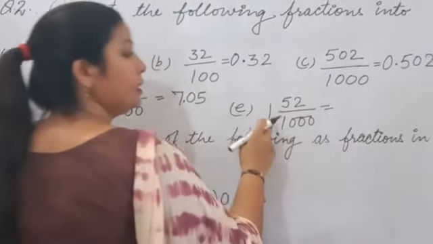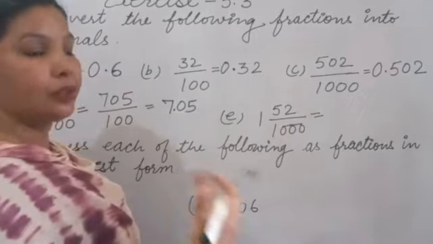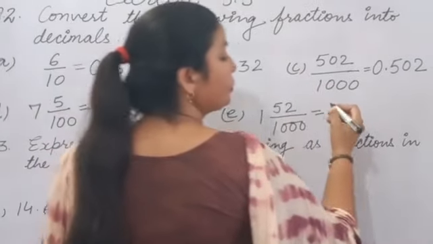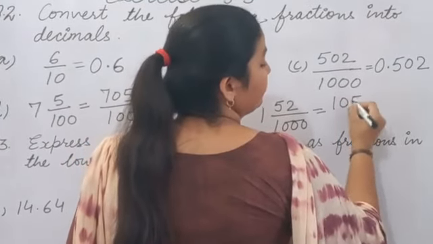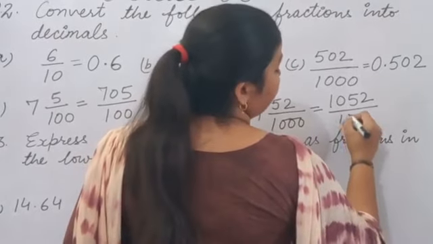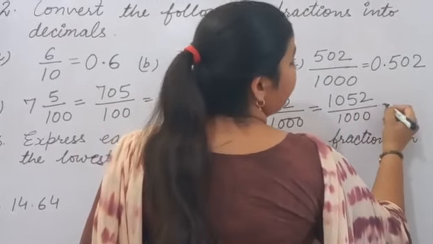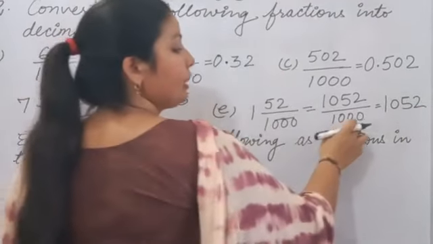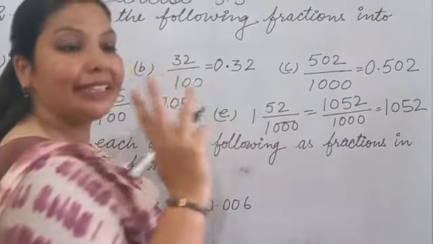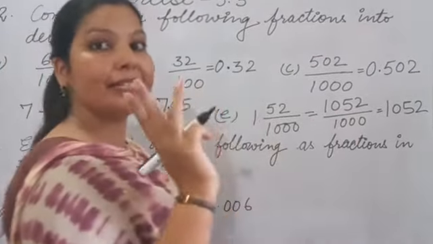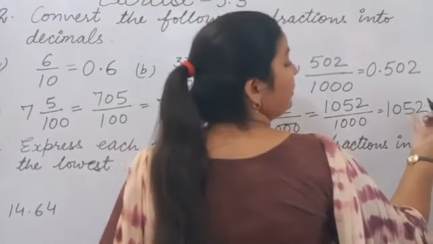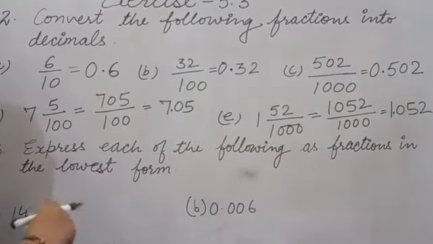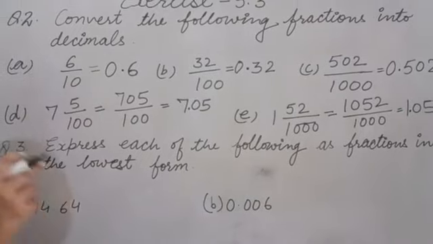Next one, E part. Again there is a mixed fraction. 1 whole 52 upon 1000. Again we change it into improper. 1000 ones are 1000 plus 52, 1052 upon 1000. Now we write numerator as it is, 1052. In 1000 we have 3 times 0. That means we will take 3 decimal places. Count from here, 1, 2, 3. So it becomes 1.052. That's your answer. Like this you will complete your question number 2.